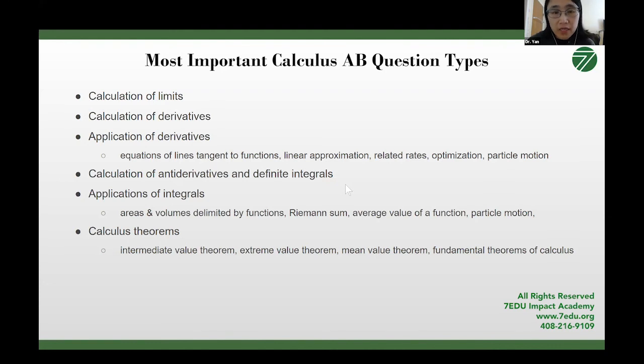And for AB, you only need to know how to calculate antiderivatives using basic rules and/or substitution. But for BC, they require more: the applications of integrals, particularly how to find the areas and volumes bounded by some functions, using Riemann sums to estimate integrals, calculating average values of a function, and particle motion again.